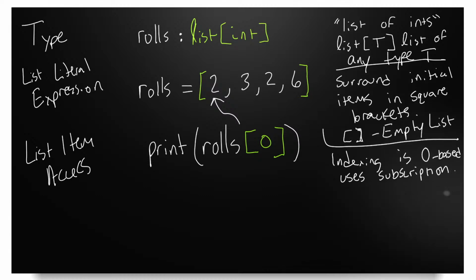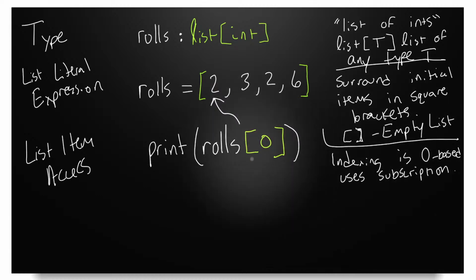All right. So subscription is the idea of trying to access a very specific element within a sequence. In this case, it's within the roles list, right? But we saw even in the opening example, you can access individual characters within a string very similarly, right?